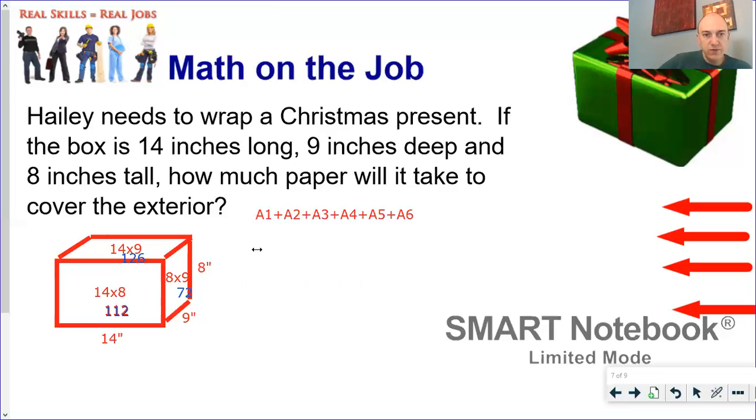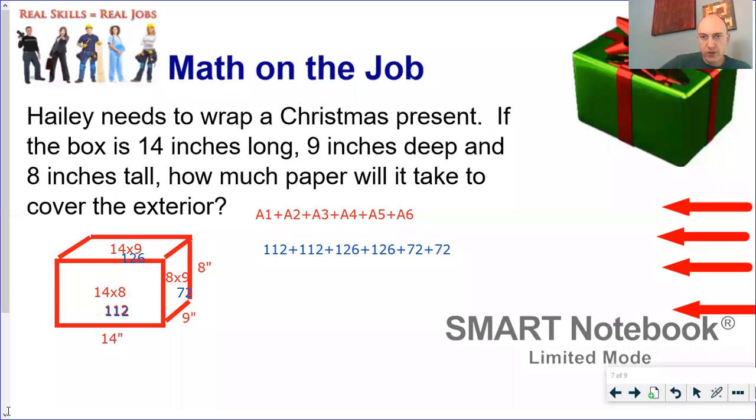Okay, so we got 2 surfaces that are 112. We got 2 surfaces that are 126. And we got 2 surfaces that are 72. Bring up my calculator again. Kind of goes everywhere here. Let's move it over here.